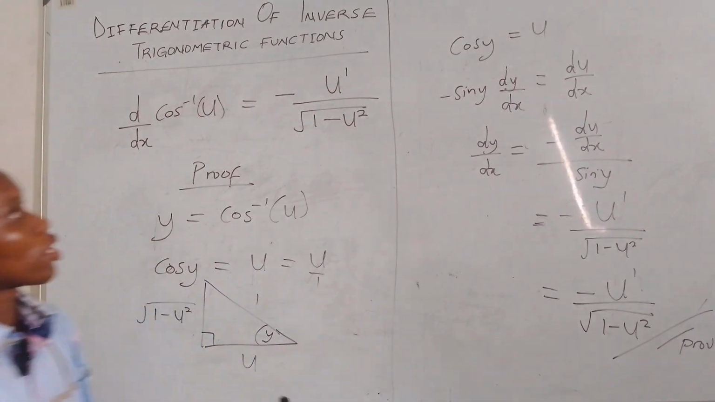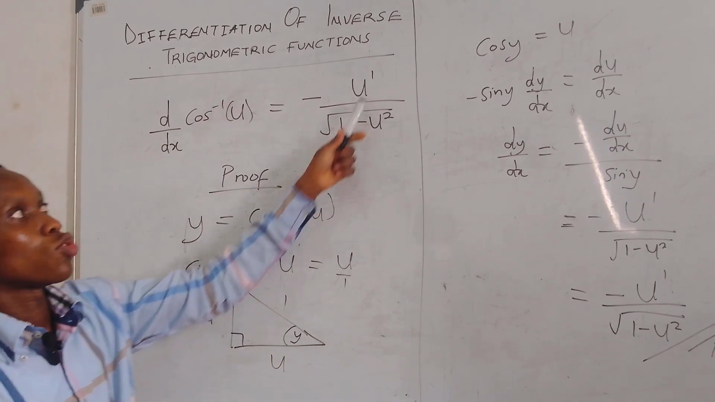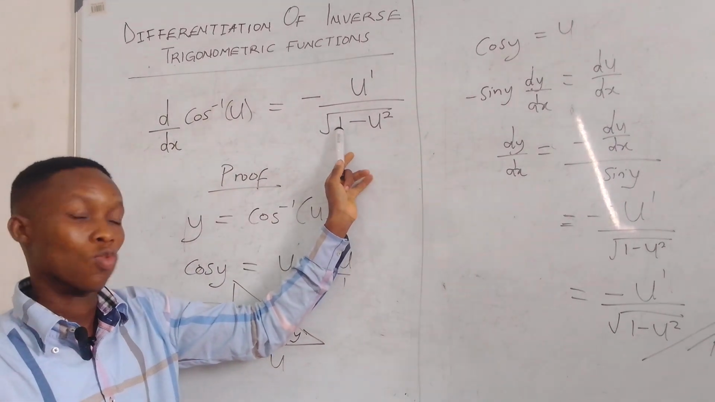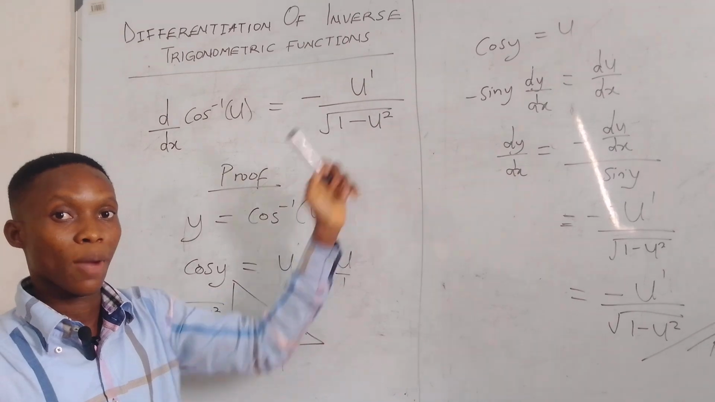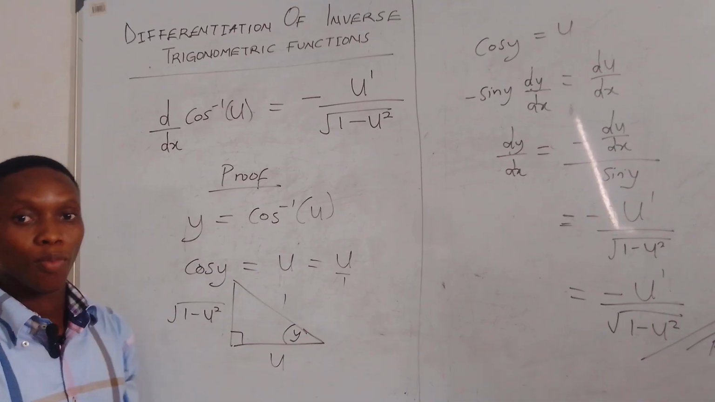So that's why they said the derivative of cos inverse of u will just be minus u prime, all divided by square root of 1 minus u squared. So we are applying this in your differentiation. Let's take some examples on this.